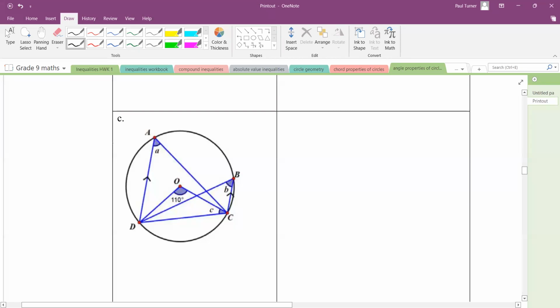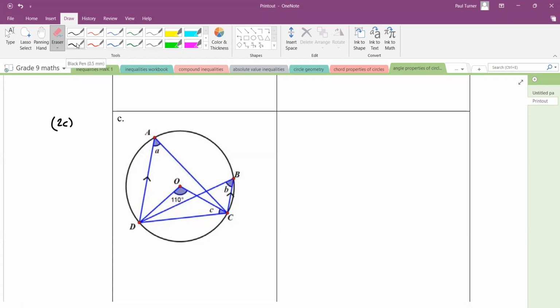Right, so in question 2C from our workbook, we've got 2 parallel lines, which may help us. It may not be useful, but keep that in mind. We have an angle at the center, which is 110. And we have 2 angles at circumference that we need to find.